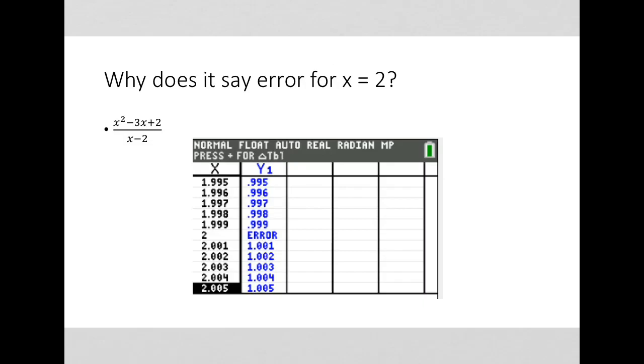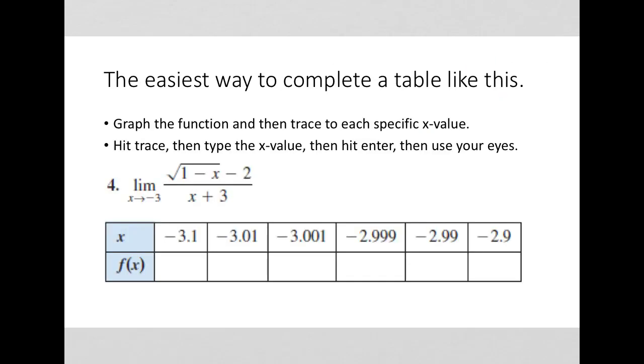But if you look at your y values, from the left, they're getting closer and closer to positive 1 from the underside, and from the right, they're getting closer and closer to positive 1 from the upper side. So we are going to say that the limit of x squared minus 3x plus 2 divided by x minus 2 as x goes to 2 equals positive 1. Yay!